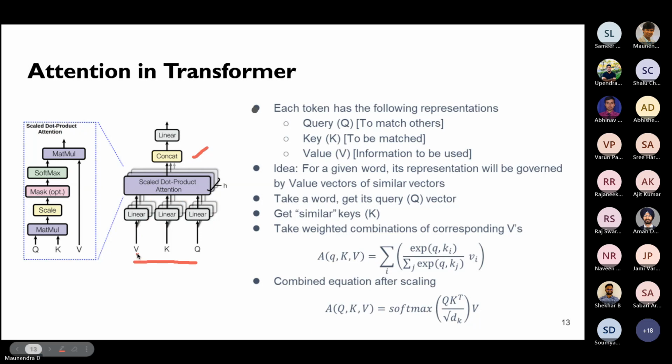So V, K, and Q come together through dot product attention. And these V vectors, K vectors, Q vectors, as well as this dot product attention, can be replicated. The exact same operations happen, but only with different initializations of WQ, WK, and WV. So this is called multi-head attention in transformers.